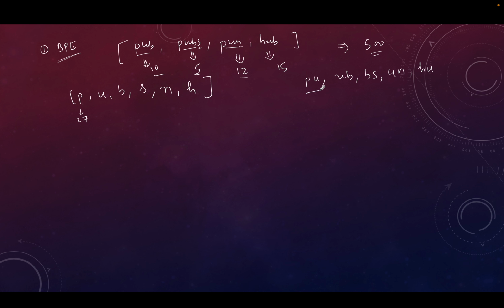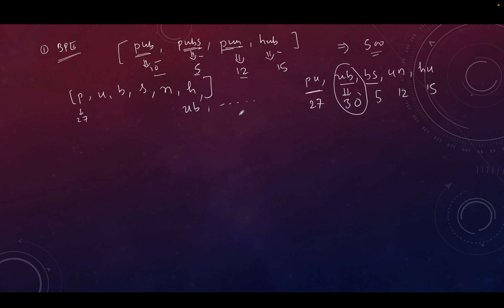You will see how many times PU occurs. PU occurs here, here, here. So again 27 times. UB occurs here, here and here. So 15, 15, 30. So this occurs 30 times. Similarly, BS will occur just 5 times. UN will occur 12 times. HU will occur 15 times. So the most frequent pair is UB. So next you include UB in the vocabulary, and you continue like this.